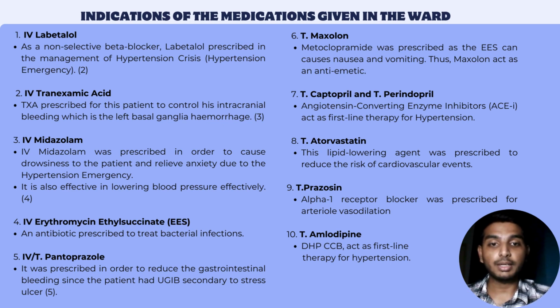Captopril is an angiotensin-converting enzyme inhibitor which acts as a first-line therapy for hypertension. The atorvastatin, which is a lipid-lowering agent, was also prescribed to reduce the risk of cardiovascular events. The prazosin, which is an alpha-1 receptor blocker, was prescribed in order to cause arterial vasodilation. And lastly, the amlodipine was given as a first-line therapy for hypertension.